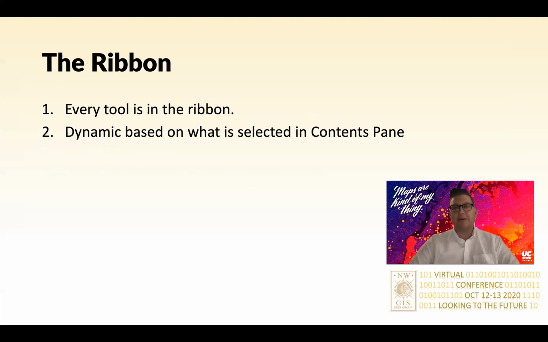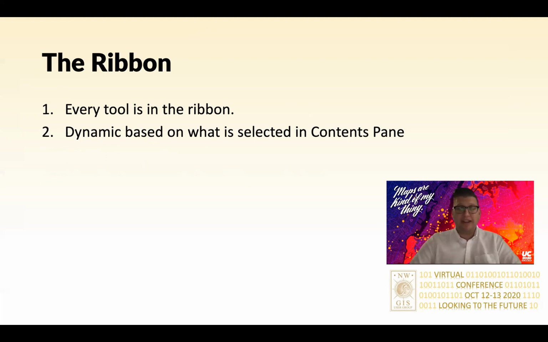So next up, we'll talk about the ribbon. We touched on this slightly as we looked at the initial screenshot. Every tool is in the ribbon. And that's really key to remember. And there are a lot of tools in ArcGIS Pro, just like there were a lot of tools in ArcMap.